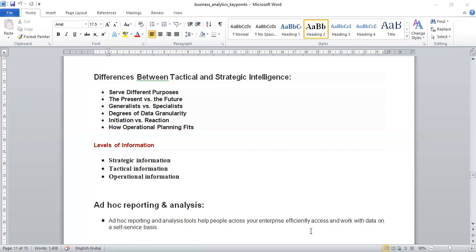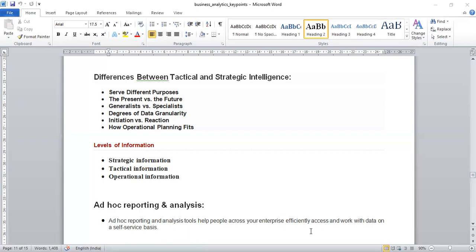So, initiation versus reaction. Strategic intelligence gives users the information needed to create a new initiative that carries the organization forward. Tactical intelligence gives users the information needed to correct or improve the effectiveness of its current operation. So here you can say strategic deals with initiation and tactical deals with reaction, because boardroom directors just craft broad initiatives.